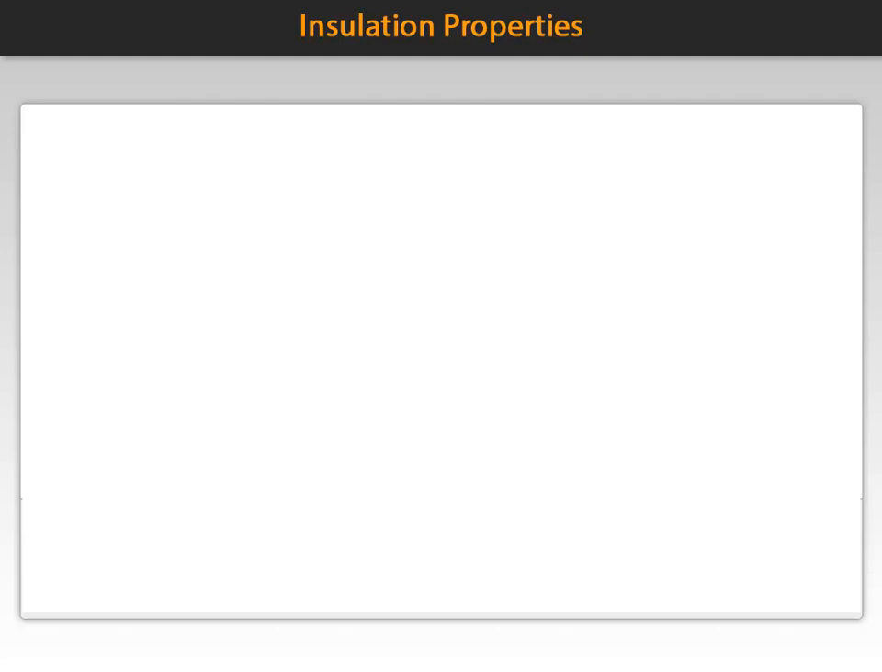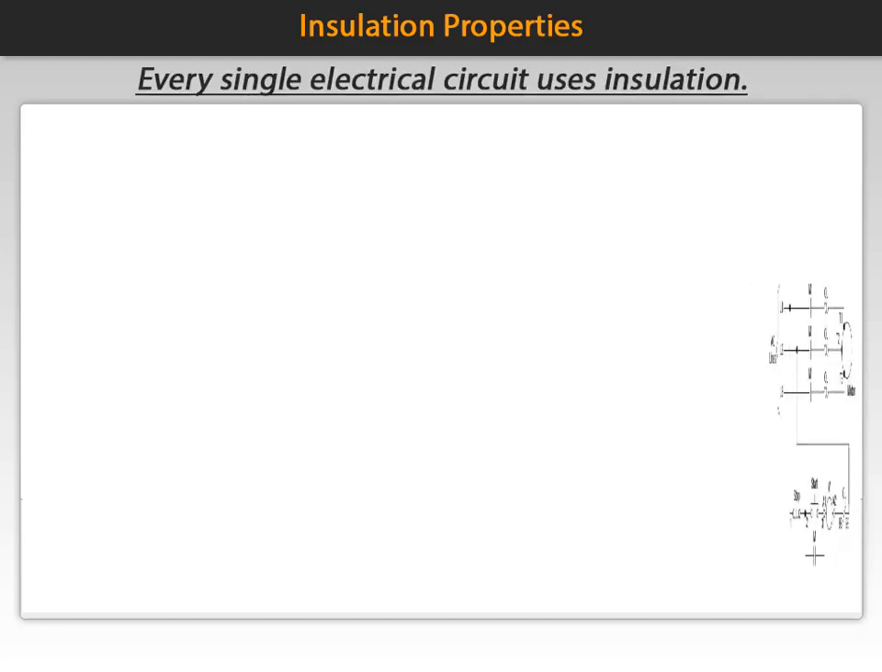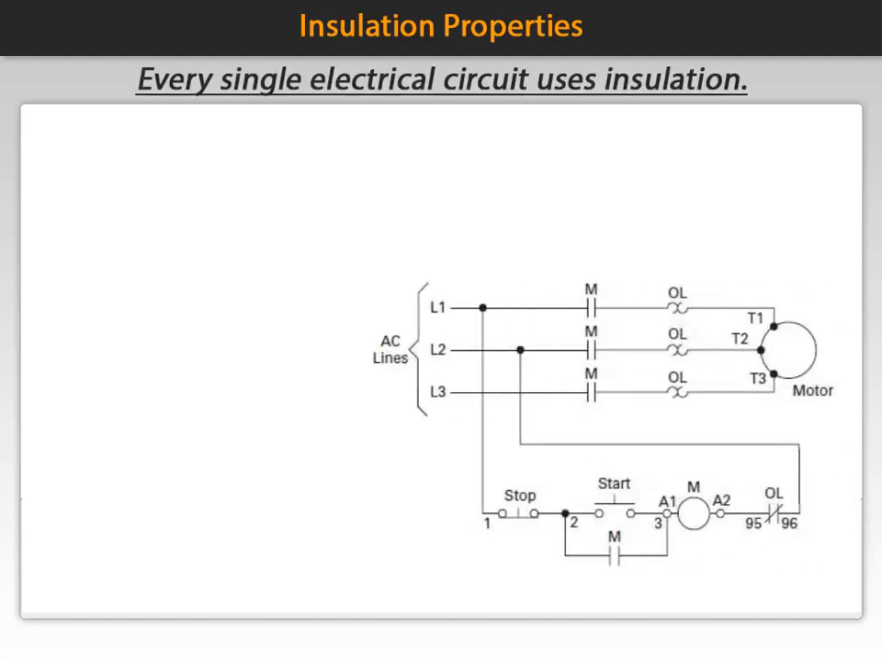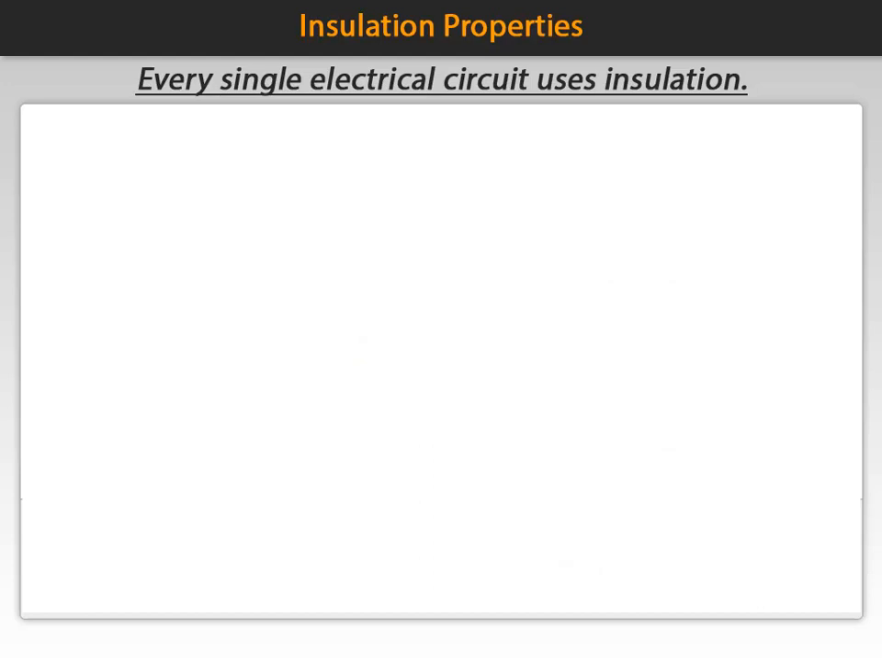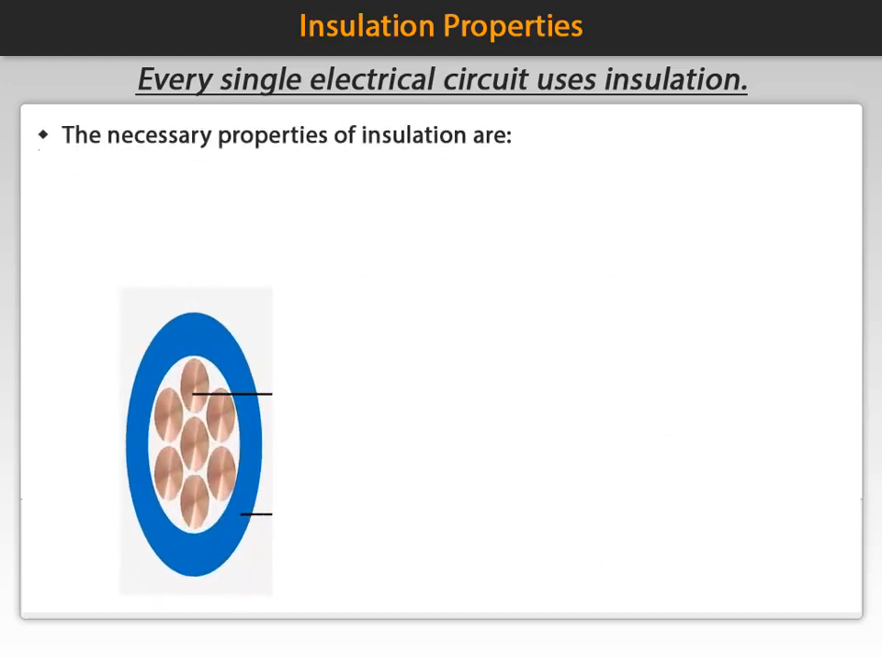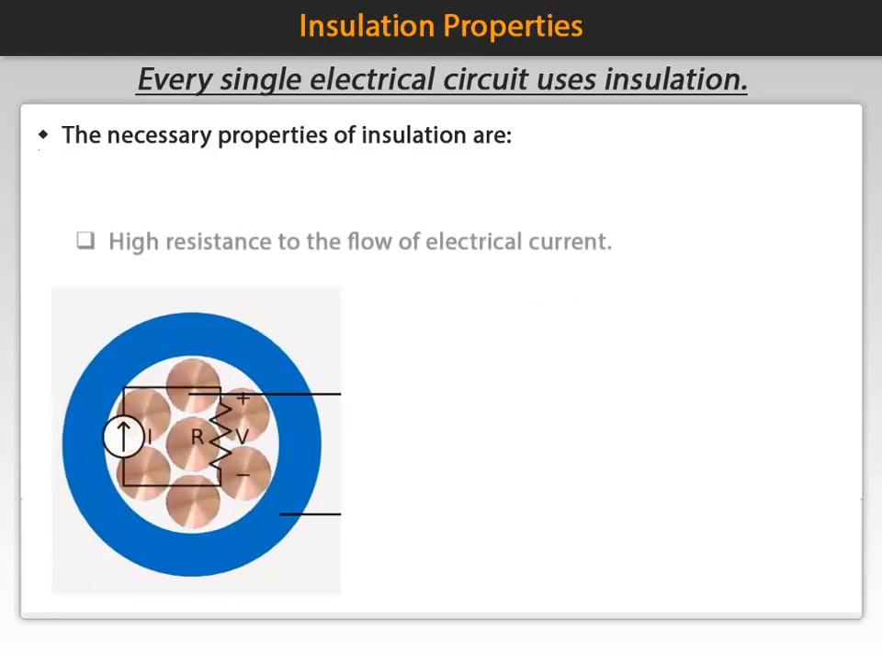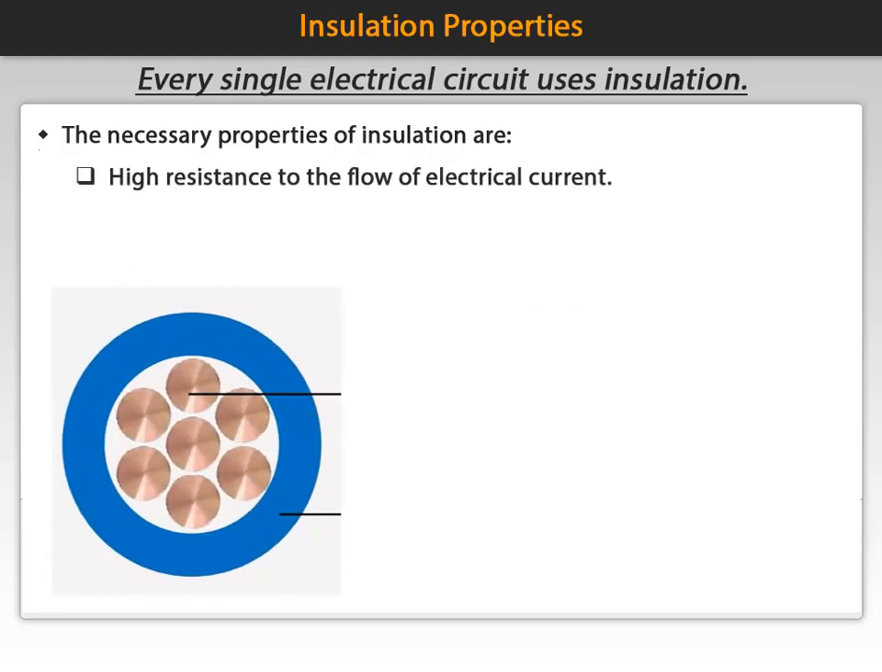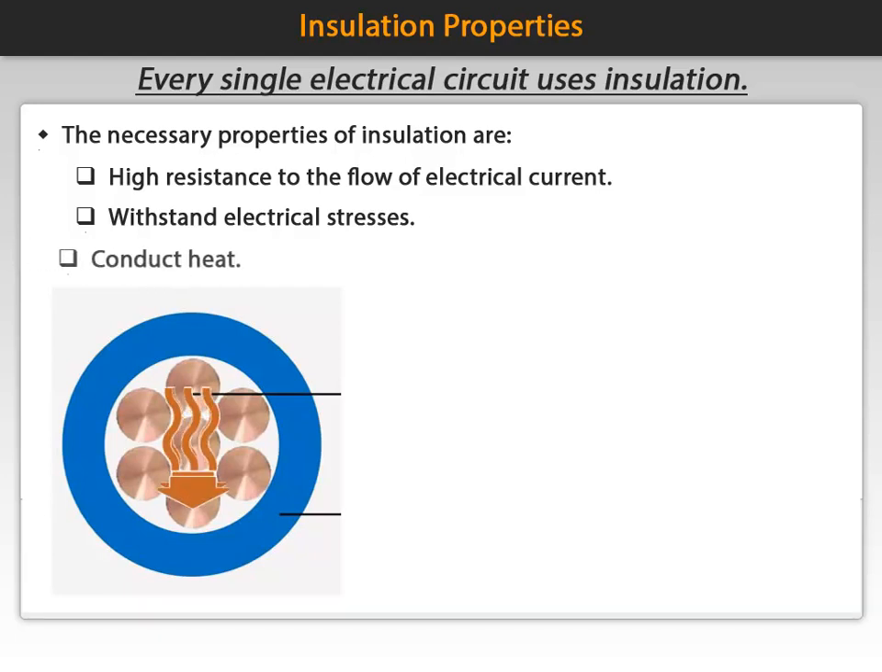Before we go any further, let's talk about insulation a little more and look at some terminology that will help us understand testing and test equipment more easily. First off, every single electrical circuit uses insulation. The necessary properties of insulation are: it most importantly needs high resistance to the flow of electrical current. It also needs to be able to withstand electrical stresses, and it also needs to be able to conduct heat. We'll examine some more terminology in the next slides.